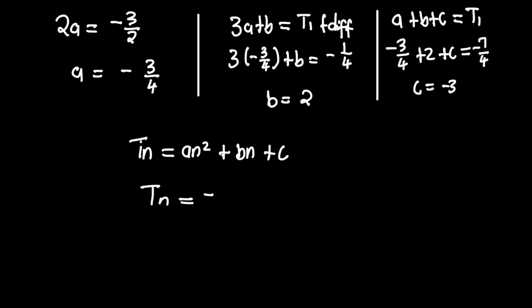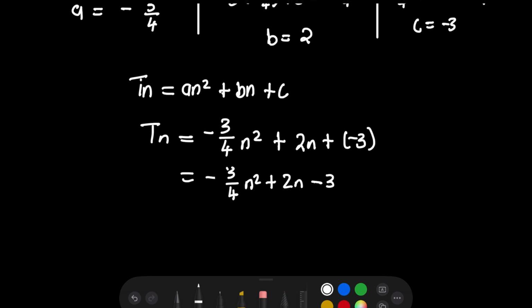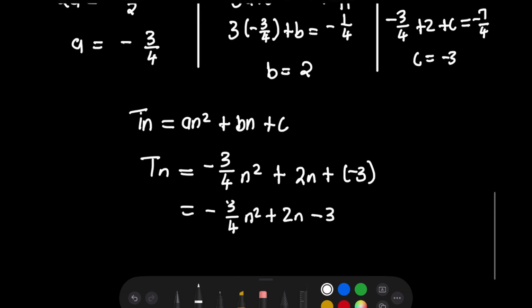So it's going to be -3/4 n squared plus 2n minus 3. And there we have our nth term.